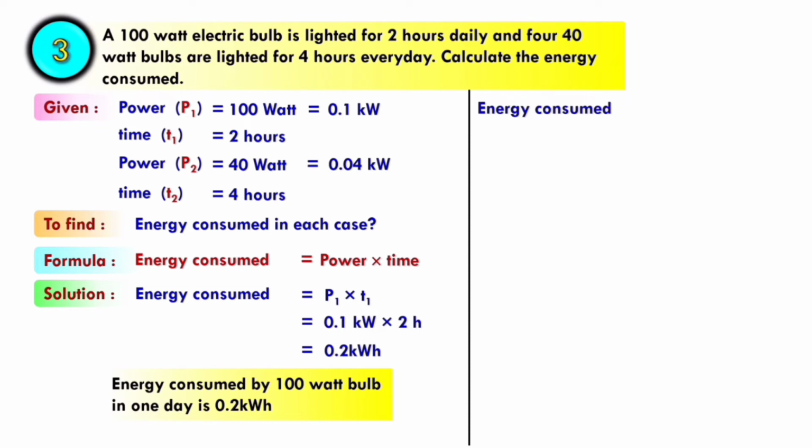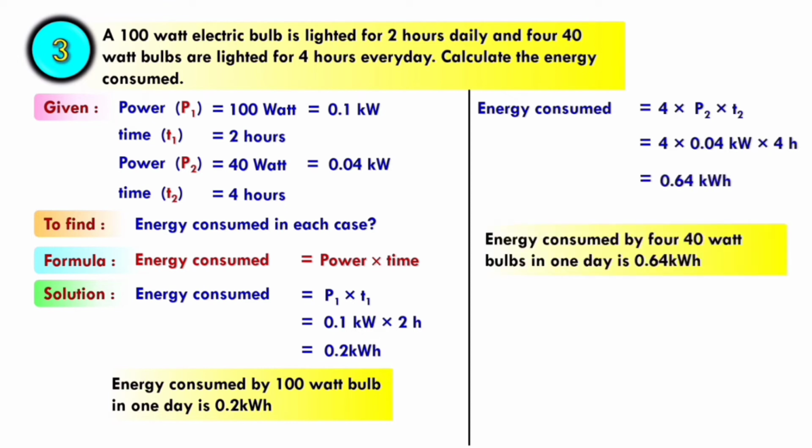Now for the second case, energy consumed equal to 4 into P2 into T2. Now here see there are 4 40 watt bulbs, right? So we will multiply it with 4. So 4 into 0.04 kilowatt into 4 hour. Energy consumed will get 0.64 kilowatt hour. So energy consumed by 4 40 watt bulbs in 1 day is 0.64 kilowatt hour.